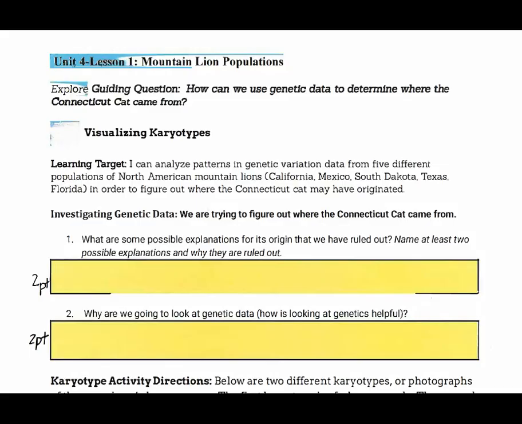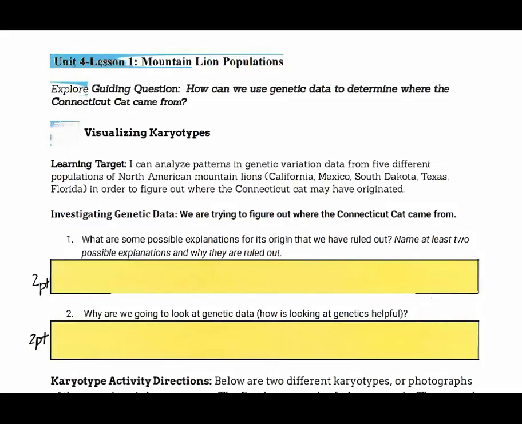By the time we're done, you should be able to analyze patterns in genetic variation data from 5 different populations of North American mountain lions. We're going to be looking at data from California, Mexico, South Dakota, Texas, and Florida mountain lions in order to figure out where the Connecticut cat may have originated. So we're going to start by investigating genetic data. Remember, we're trying to figure out where the Connecticut cat came from.